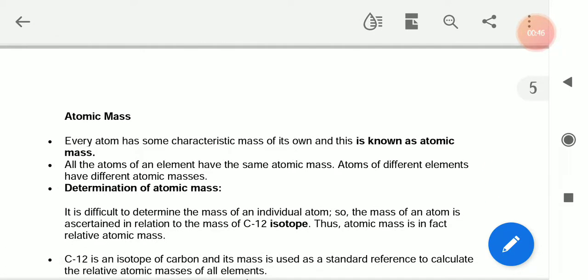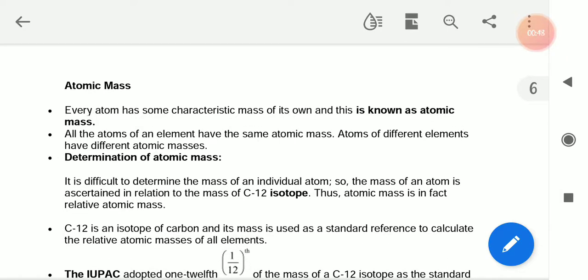Now, we'll discuss atomic mass. Before this, you should remember some significance of the symbols of an element. Symbol represents the name of the element. It represents one atom of the element. It represents a definite mass of the element. It represents the mass of the element which contains one Avogadro's number of atoms of that element. Is it clear? See the significance of the symbol of an element.